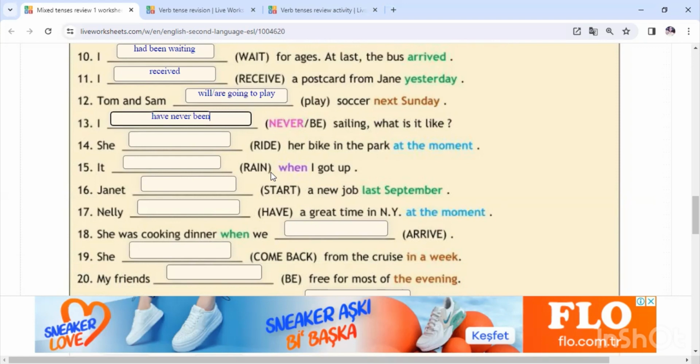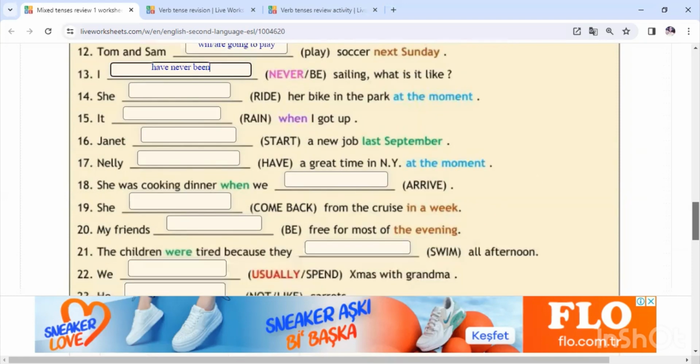Yes, of course. Okay, Ali, I think it's your turn. Yes, it is. She blah blah ride her bike in the park at the moment. At the moment dediği için she is riding her bike at the moment. In the park at the moment. She's riding. Yeah, this is present continuous. It is happening at the moment. She's riding her bike in the park at the moment. Yeah, translate. Şu an parkta bisikletini sürüyor. Very nice. Okay. Neil.